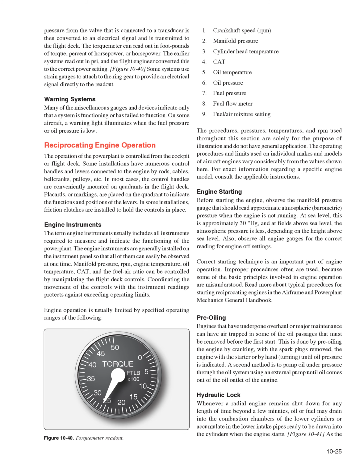Engine operation is usually limited by specified operating ranges of the following: 1. Crankshaft speed, RPM. 2. Manifold pressure. 3. Cylinder head temperature. 4. CAT. 5. Oil temperature. 6. Oil pressure. 7. Fuel pressure. 8. Fuel flow meter. 9. Fuel/air mixture setting.